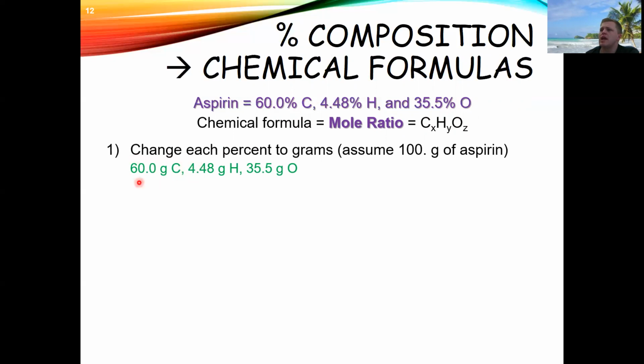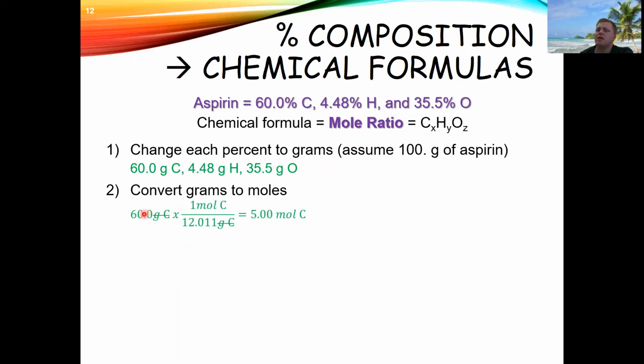Now, we're not actually saying anywhere that there are 60 grams of carbon present. At this point, this 60 grams is a theoretical number. It's just helpful for our calculations. So all we're saying is instead of being 60% carbon, let's change the 60% to 60 grams of carbon. Then we'll have 4.48 grams of hydrogen, 35.5 grams of oxygen. Then what we need to do is convert these grams to moles. So we're just going to be dividing by our molecular weights.